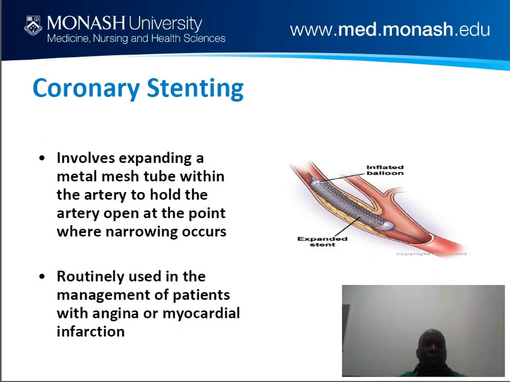So we also have what we call coronary stenting. Coronary stenting basically involves expanding a metal mesh tube within the artery to hold the artery open at the point where narrowing occurs. As you can see in the diagram there, a stent has been inserted. A stent basically is similar to a catheter, where it opens up the blockade area to allow blood to flow. It is routinely used in the management of patients with angina or myocardial infarction.